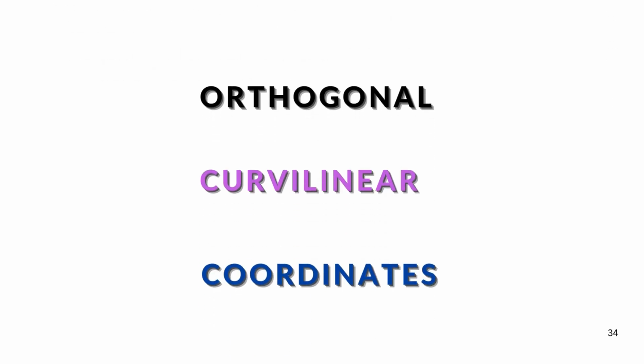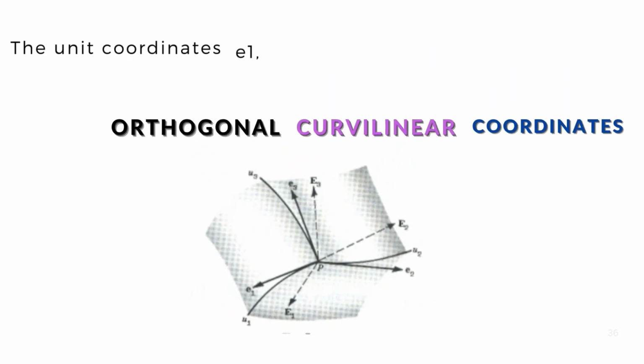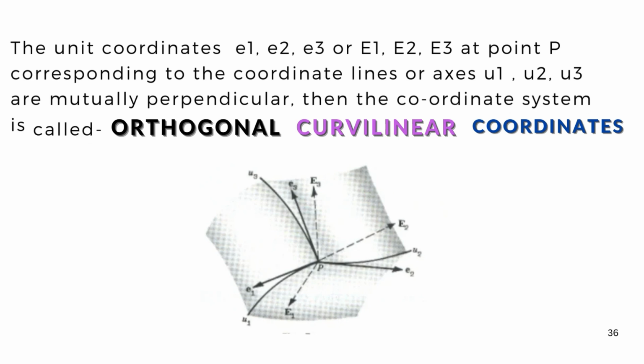Now, let's discuss the concept of an orthogonal coordinate system. Previously, we have learned that small e1, small e2, and small e3 are the unit tangent vectors to the coordinate curves. If the tangent vectors e1, e2, and e3 at a point P corresponding to the coordinate lines u1, u2, and u3 are mutually perpendicular, then the coordinate system u1, u2, u3 is called an orthogonal coordinate system.